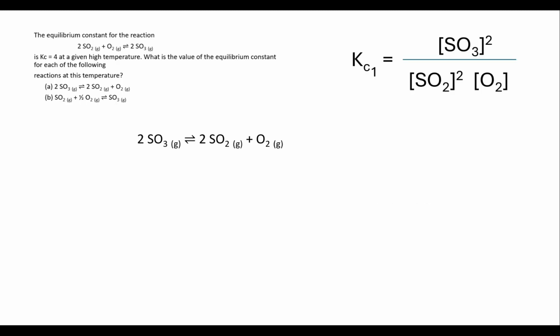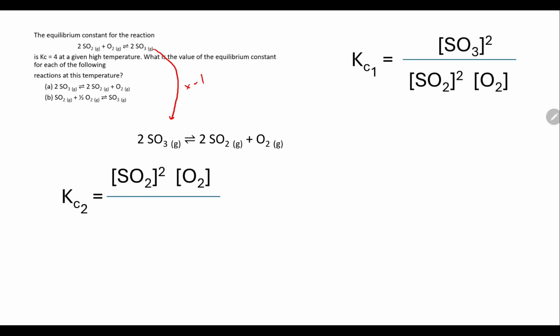Okay, so what happens when I flip my equation? Well, to go from my initial equation to my new equation, I multiplied by a factor of -1. So if I were to write the equilibrium expression for my new equilibrium, or the flipped equation, my equilibrium constant is going to be equal to the concentration of the products. So in this case now, sulfur dioxide and oxygen are my products, raised to their coefficients, divided by the concentration of my reactants, raised to their coefficients.